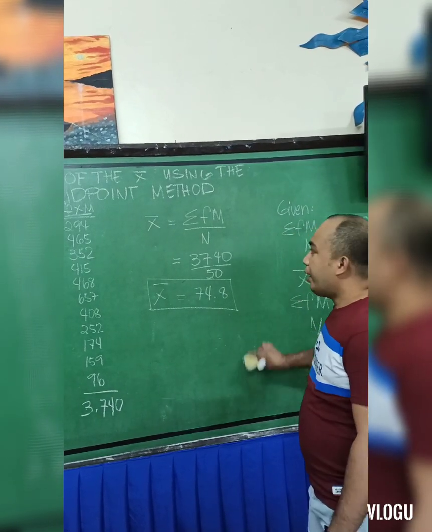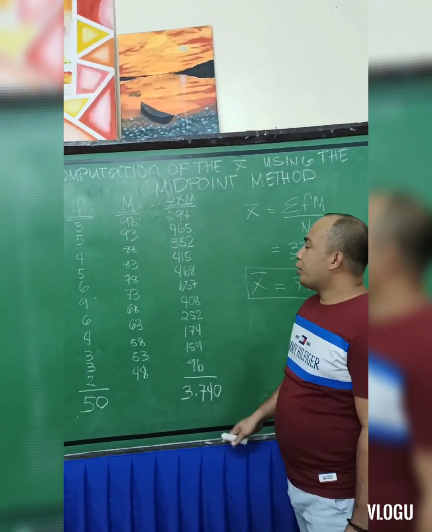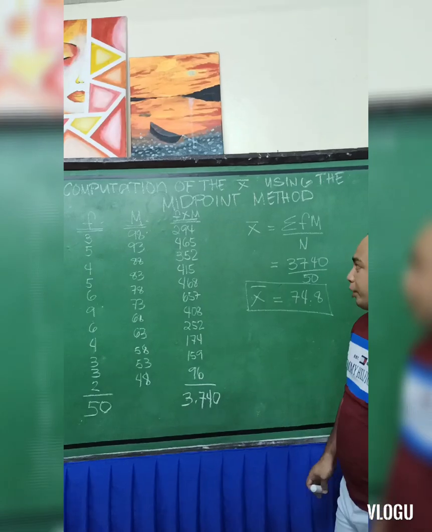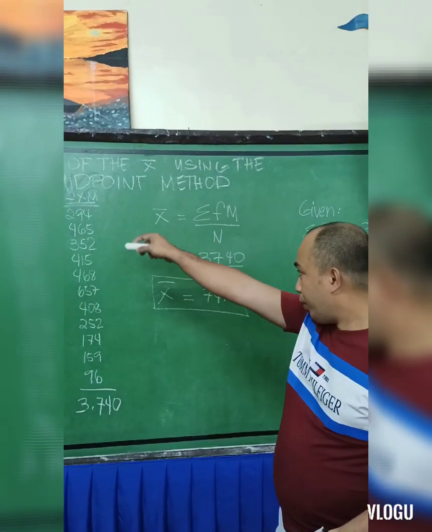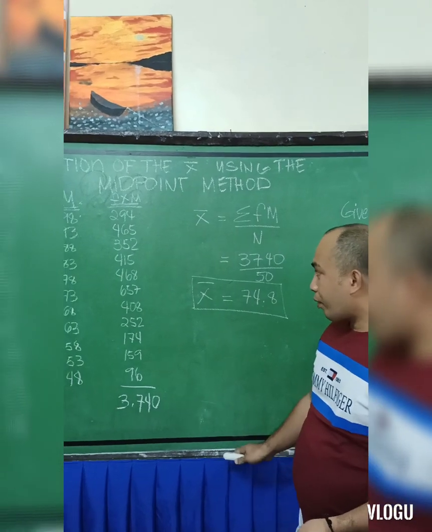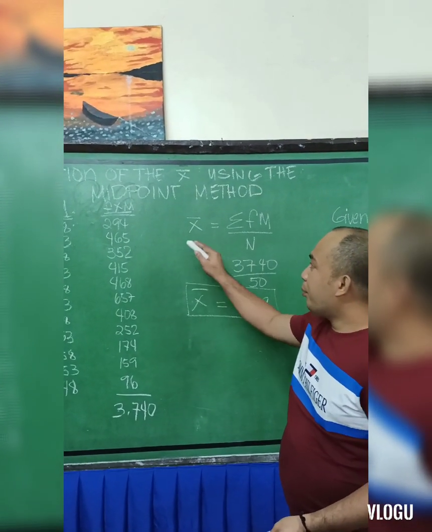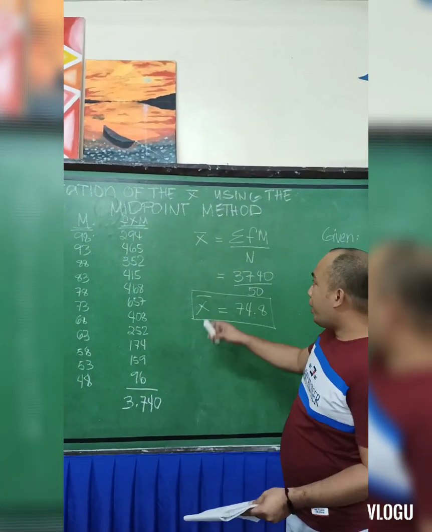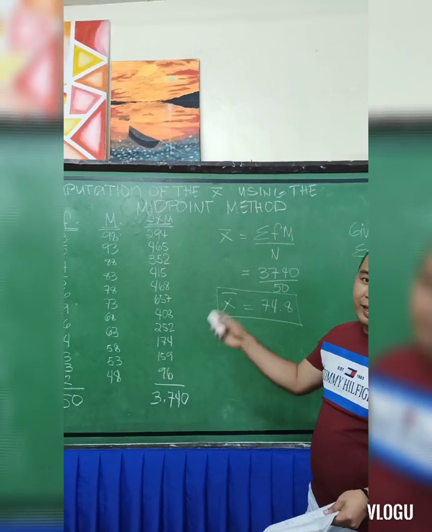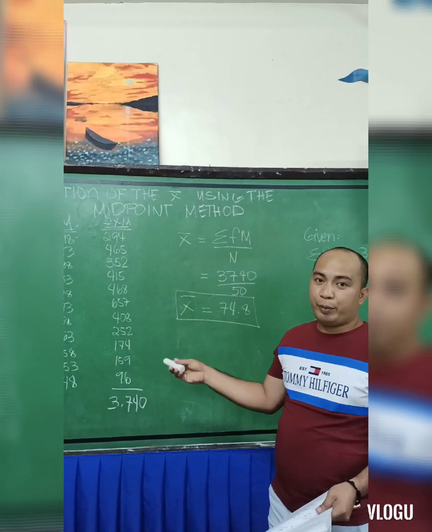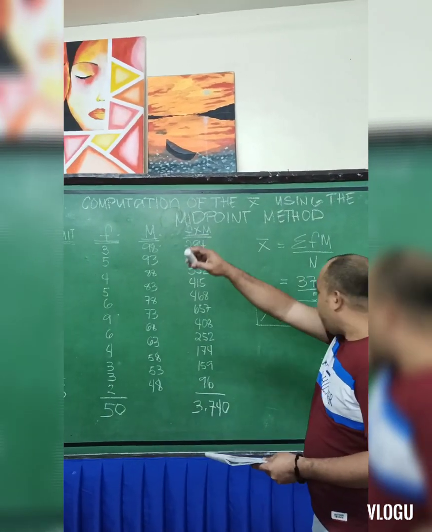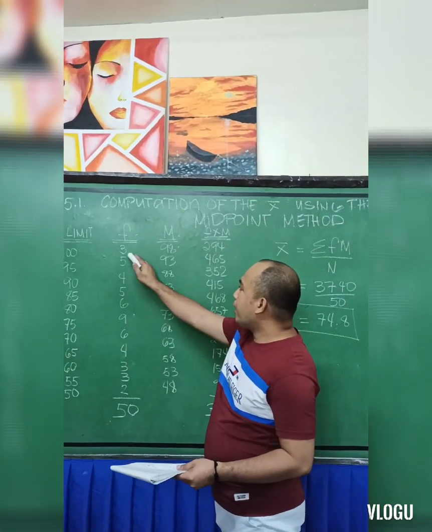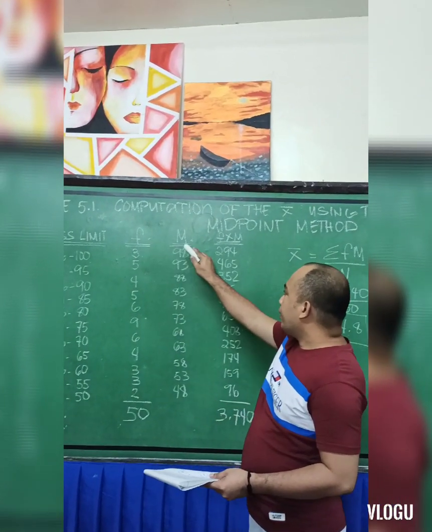Next, let's proceed to the next column, which is the sum of frequency times the midpoint. In this method, we always remember that we get the product of frequency and the midpoint. So that's why we use this first method. It's all about getting the product of frequency and midpoint. To get it, we simply multiply the frequency and the midpoint.